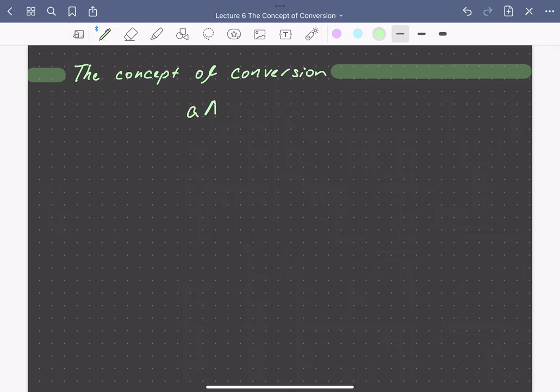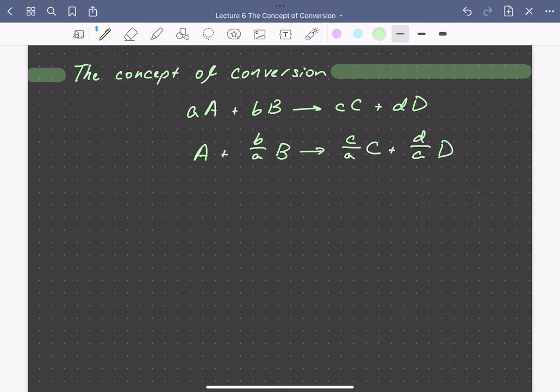So if we have some reacting system, aA plus bB going to cC plus dD, where the lowercase letters denote the stoichiometric coefficients of each species. If we take A as our basis of calculation, let's say A is our limiting reactant, then we can divide our expression through by the stoichiometric coefficient of A to get everything on a per mole of A basis. So this looks something like this.